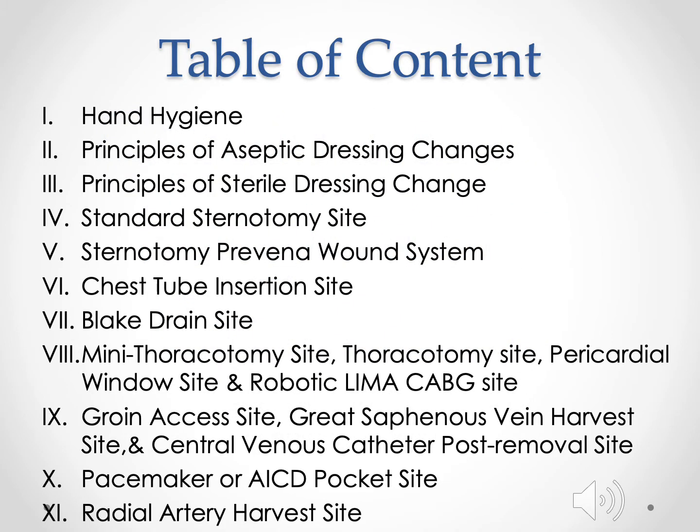In this guide, you will find nursing practice standards for hand hygiene, aseptic dressing changes, sterile dressing changes, standard sternotomy site care, sternotomy Prevena wound system care, chest tube insertion site care, Blake drain site care, mini thoracotomy site, pericardial window site, and robotic LIMA CABG site care, groin access site, great saphenous vein harvest site, and central venous catheter post-removal site care, pacemaker and AICD pocket site care, and radial artery harvest site care.